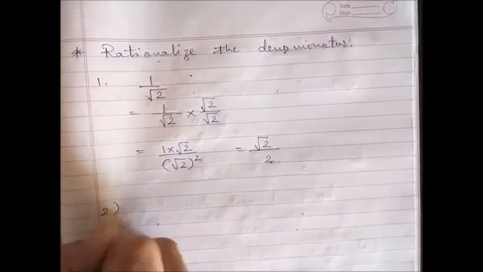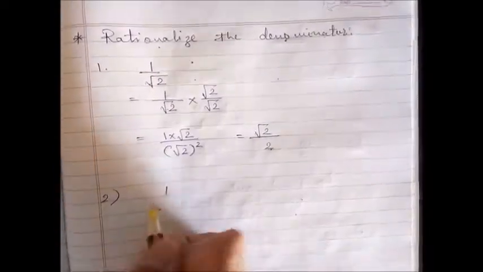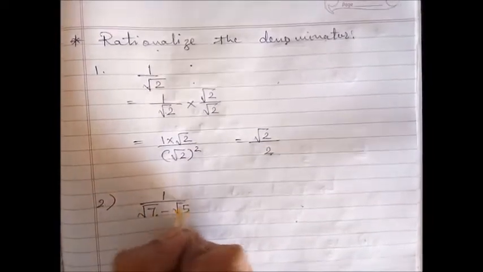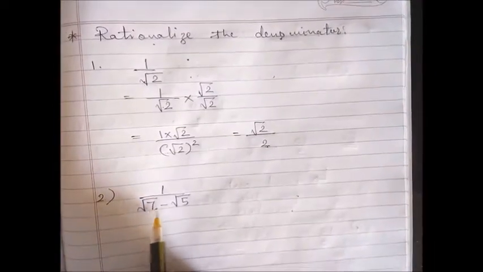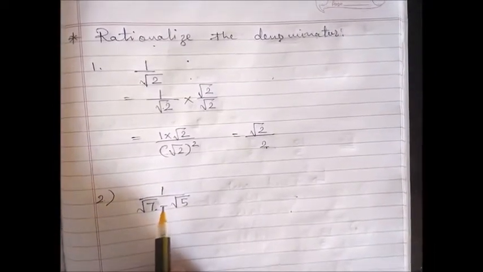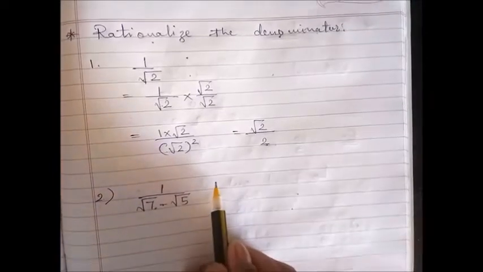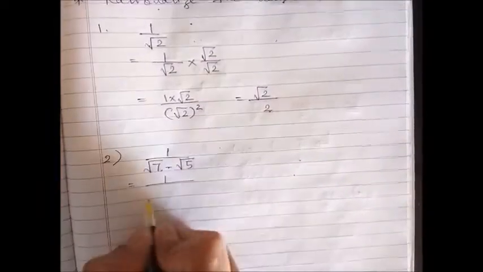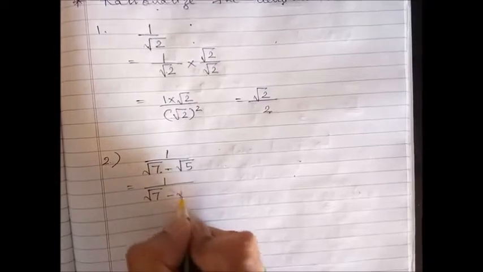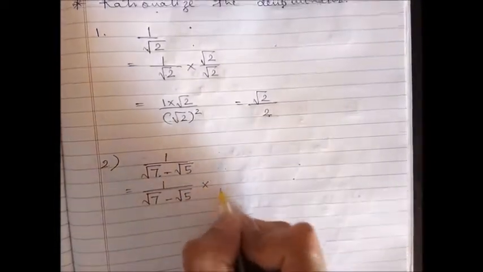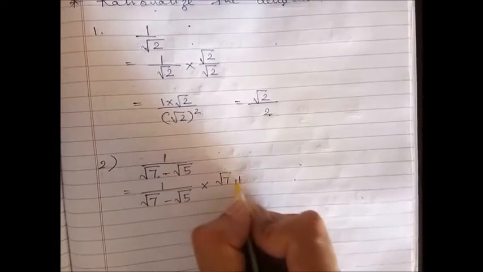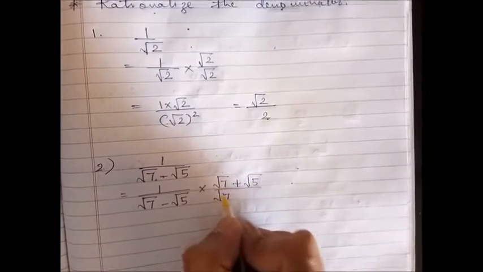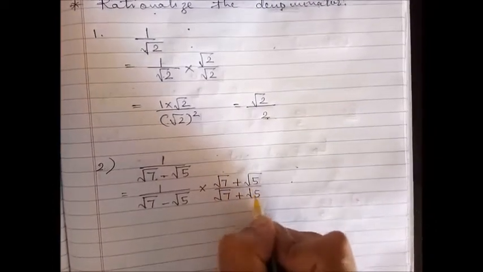Let's take another example. Let's take 1 upon root 7 minus root 5. Now multiply with the same denominator but with the opposite sign in both numerator and denominator. So here we will write 1 upon root 7 minus root 5 multiplied by root 7 plus root 5, divided by the same, that is root 7 plus root 5.